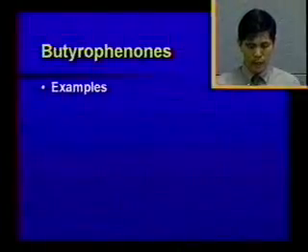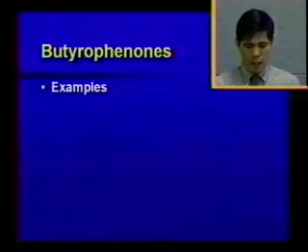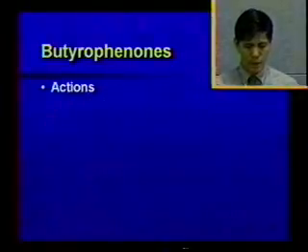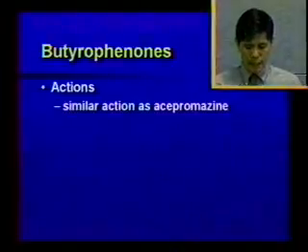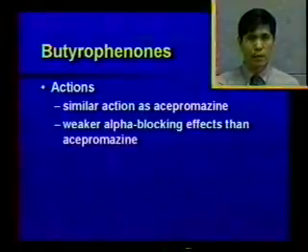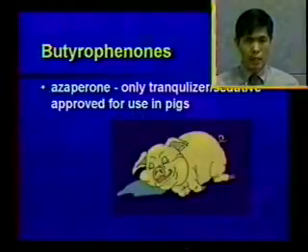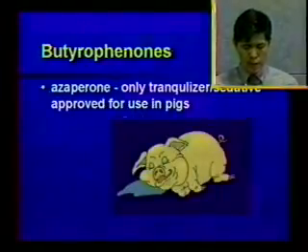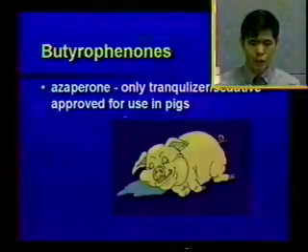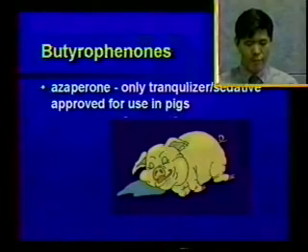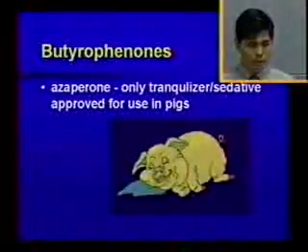The next group of tranquilizers, sedatives, is not commonly used. Examples are droperidol and azaperone. They actually work just like acepromazine, the phenothiazine. One difference is that they have weaker alpha blocking effects. I just put this one here because this is a potential question. If they ask you what is the only tranquilizer, sedative, that is approved for use in pigs, the answer will be azaperone.